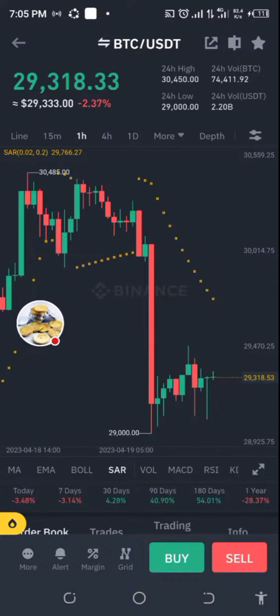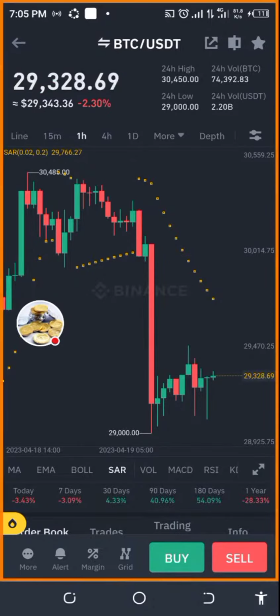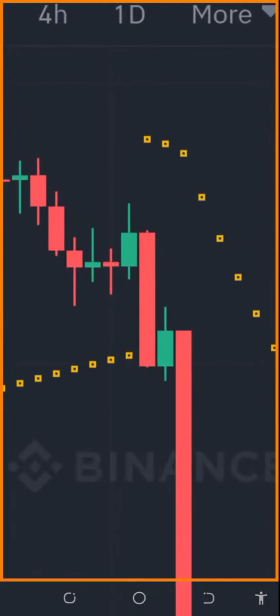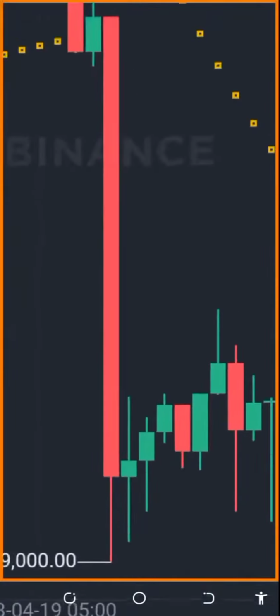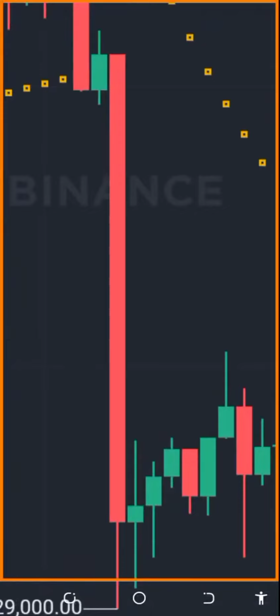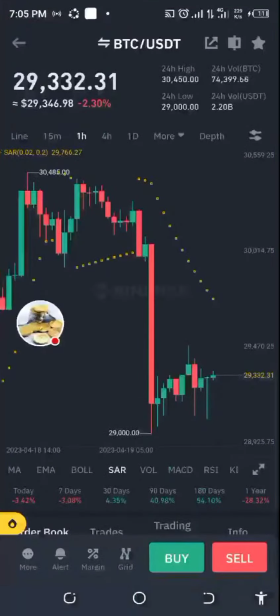Now, if you take a good look, this is actually BTC USDT. You'll notice two long, deep red candles. The first one is what happened here, a medium-sized red candle. Then the second one was what happened here. You can see the very huge dump that happened to Bitcoin.